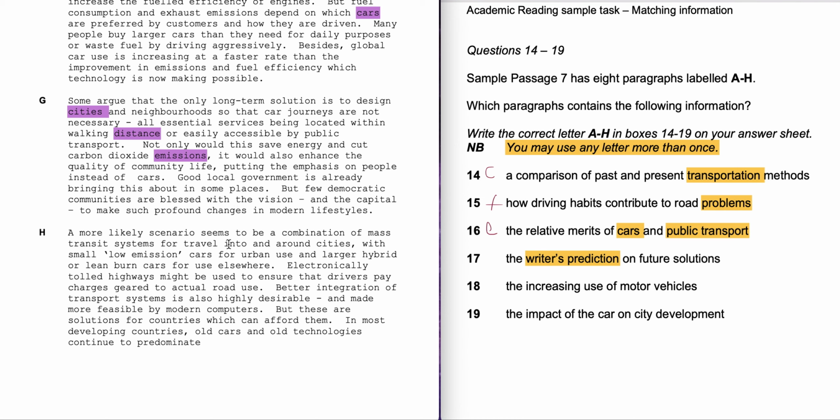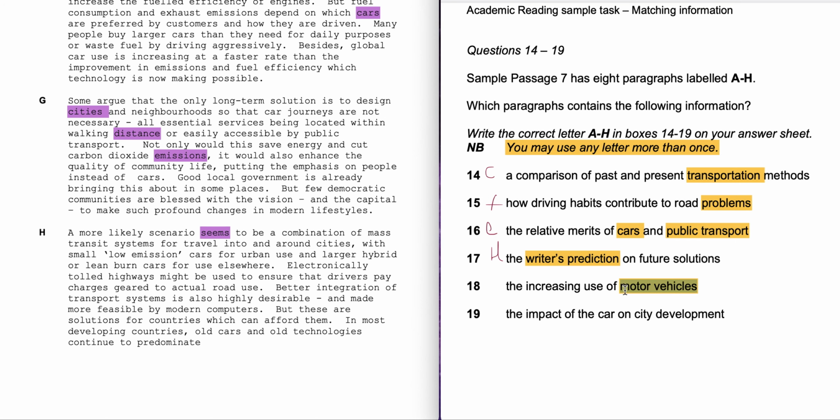So here we have a keyword. It seems a more likely scenario, a combination of mass transit systems for traveling around the cities with low-emission cars. So he was saying about his own opinion regarding the situation. So our answer to question number 17 is going to be H. We go further to question number 18. It's increasing use of motor vehicles.